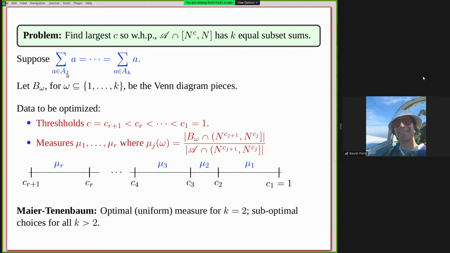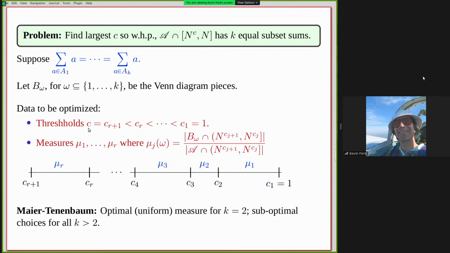All right, so suppose that we have those. The subset sums will be capital A1 through capital AK. What's important is to look at the complete Venn diagram for these k sets. That'll give 2 to the k pieces, and I'll denote by b sub omega those different pieces, where omega is a subset of 1 through k, and it indicates which sets we are intersecting. On the next slide, I'll start showing some pictures of this.